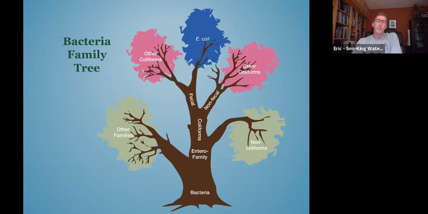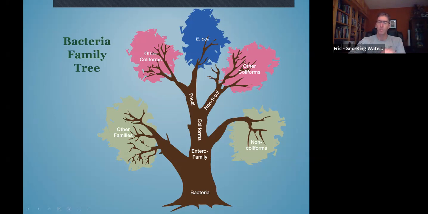They come in different families. The ones that we're mostly concerned with are a type of coliform bacteria, and in particular E. coli. But you'll see that the sampling that we do tests for E. coli and other coliforms, and the color coding on that tree represents the color that the colonies show up in our bacteria tests.